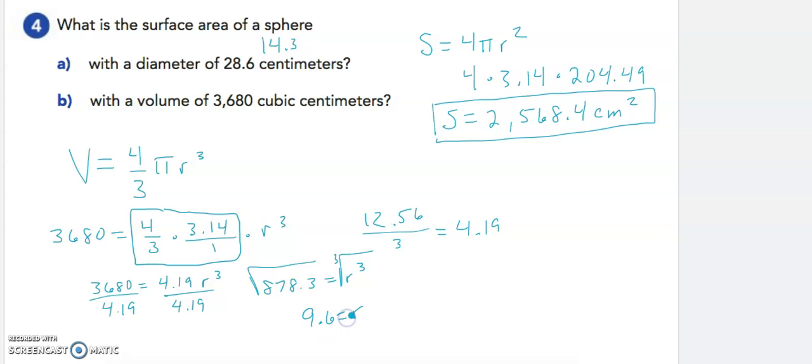All right, now after all that work, we're still not even done. So we now know the radius. Now what we can do is go ahead and find the surface area.